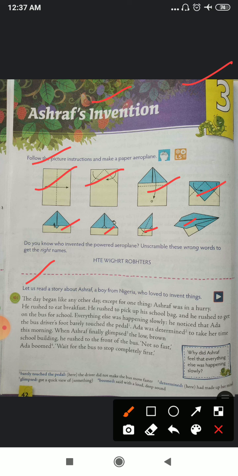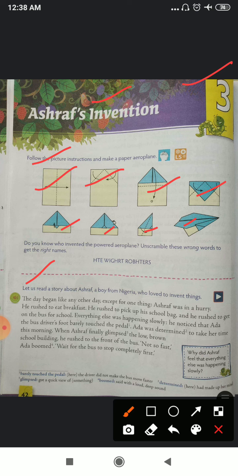Like other days, this day also began, but something was different today. What was different? Ashraf was in a hurry. He ate his breakfast very quickly. He rushed to pick up his school bag and he rushed to get on the bus for school. Everything else was happening slowly. He noticed that Ada, the bus driver's foot, barely touched the pedal. Ada was determined to take her time this morning.